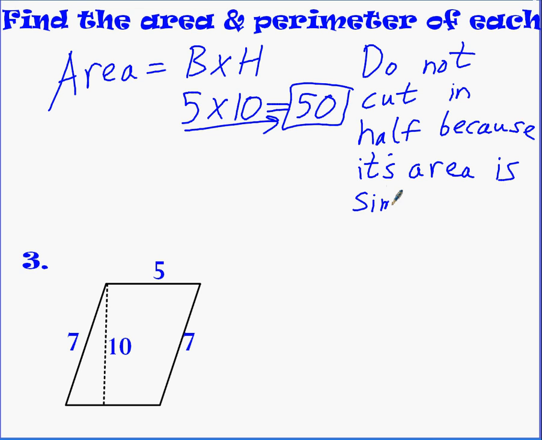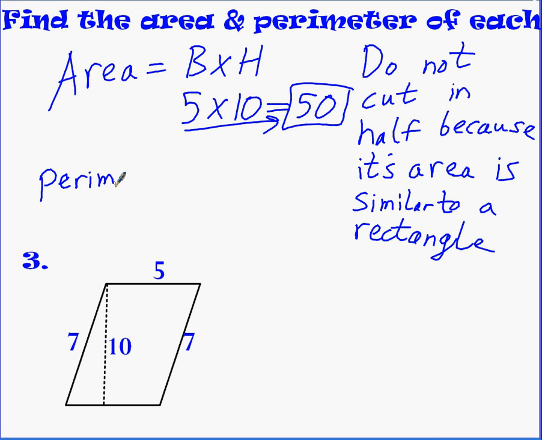Every triangle is half of a rectangle with the same base and height. You don't cut parallelograms in half because its area is similar to a rectangle. For the perimeter of a parallelogram, it's pretty easy. You add up all the outside sides.